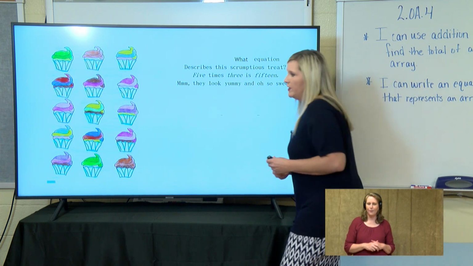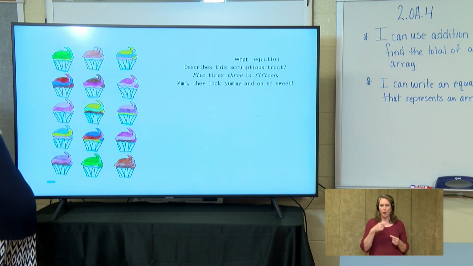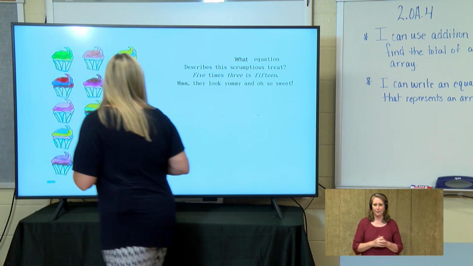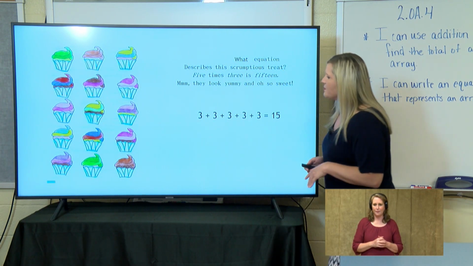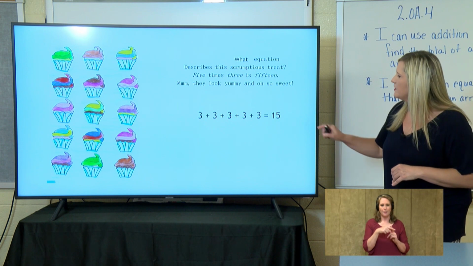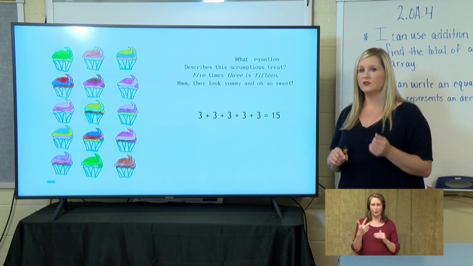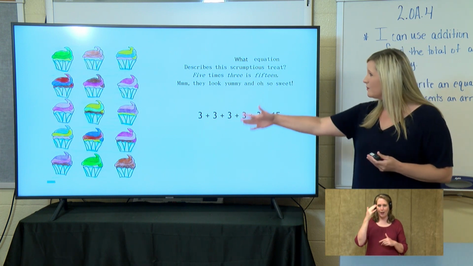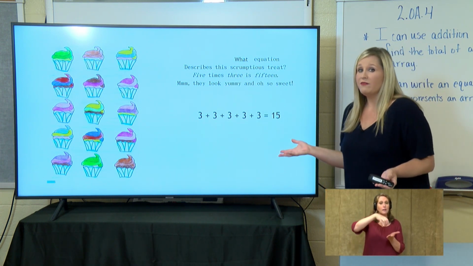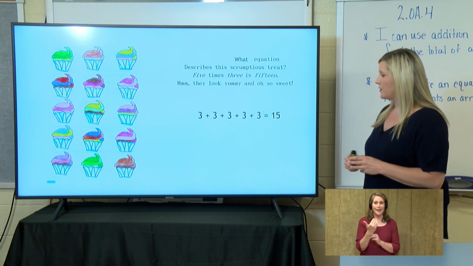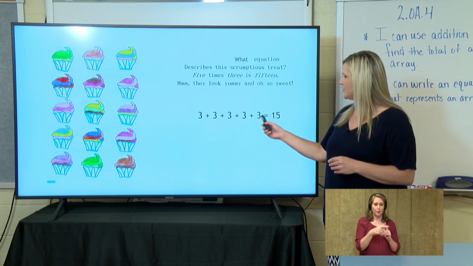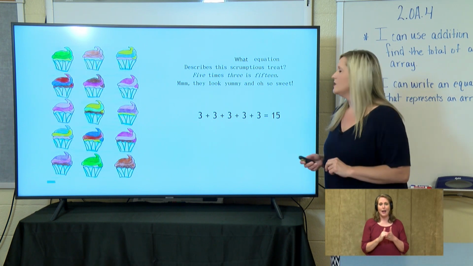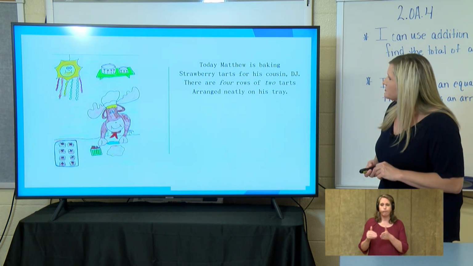All right, we would say 3 plus 3 plus 3 plus 3 plus 3 equals 15. And then we know that we have how many cupcakes all together? We have 15 cupcakes. 3 plus 3 plus 3 plus 3 plus 3 equals 15. That's that repeated addition equation.